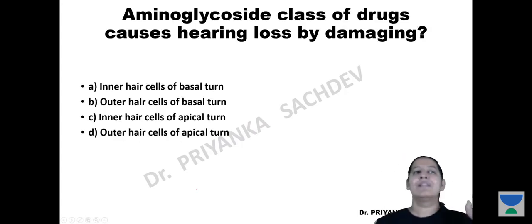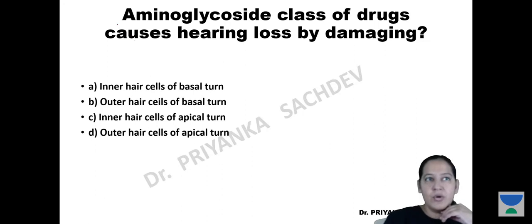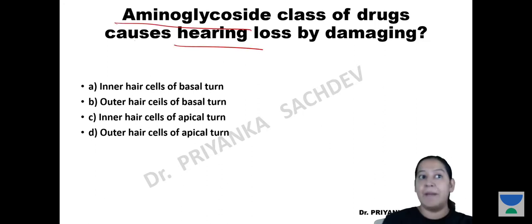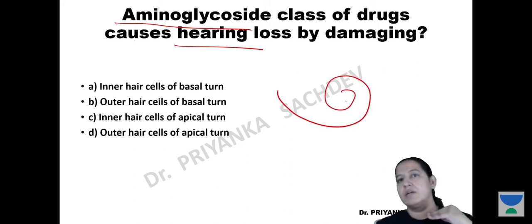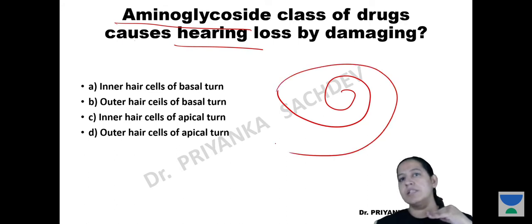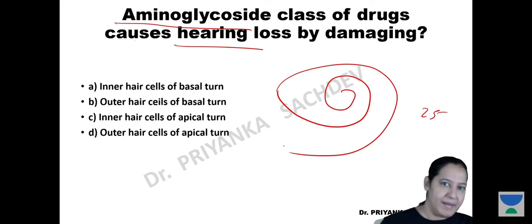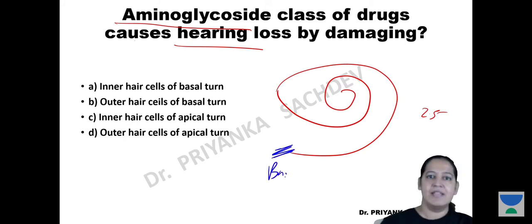Very good. This is the next question in front of you. Aminoglycoside causes hearing loss by damaging what? It damages the cochlea, everyone knows. The cochlea has 2.5 turns. This is the base and this is the apex.